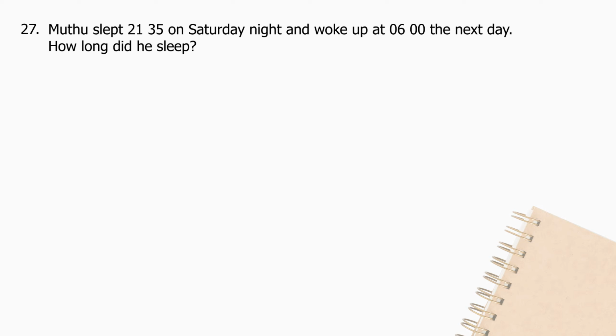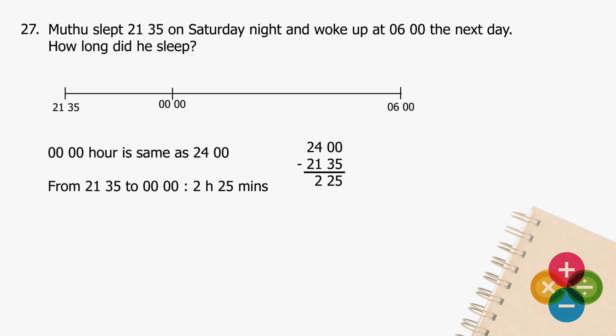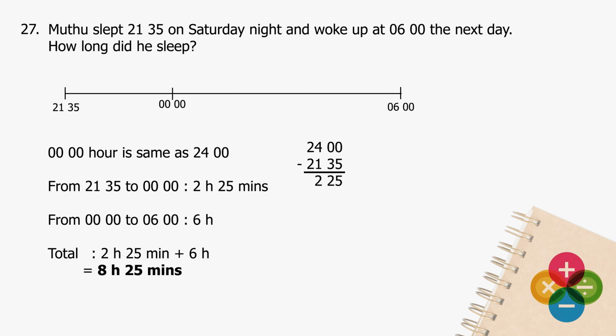Question 27. Muthu slept at 21:35 on Saturday night and woke up at 06:00 the next day. How long did he sleep? We can split the period into two parts. From 21:35 to midnight, which is 00:00 or 24:00, the time duration will be 2 hours 25 minutes. From midnight to 06:00, the time duration will be 6 hours. Add both periods together. Muthu slept a total of 8 hours 25 minutes.